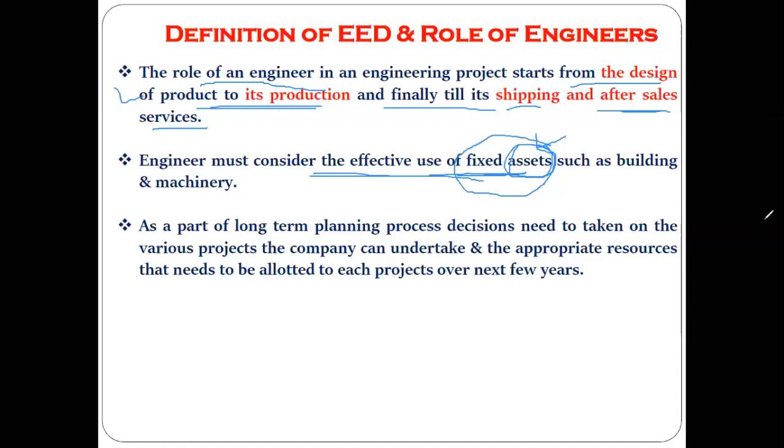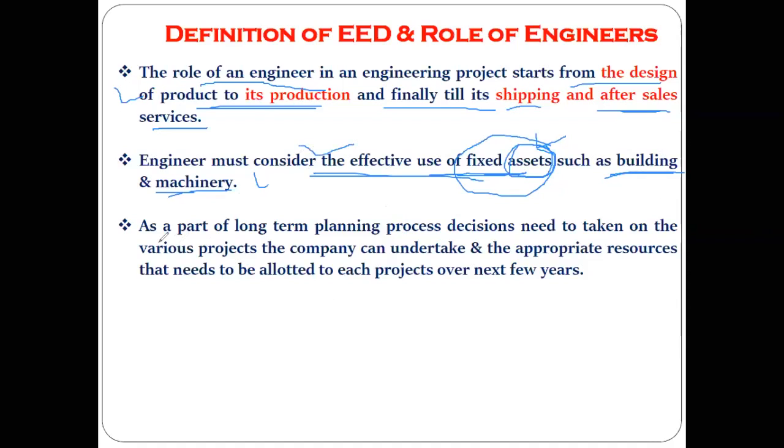Understood? Now similarly, businesses have their assets, like their building, their plant, and the machinery which is utilized in that particular plant. So the engineer also has to make effective utilization of that fixed asset. Effective in the sense that they should generate the maximum product using that asset, whether it is the machinery, building, etcetera. So these things also have to be done by the engineers.